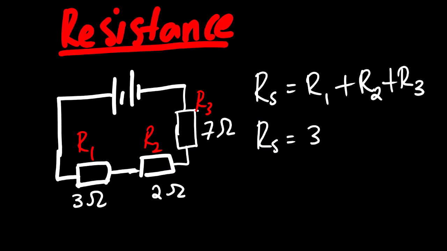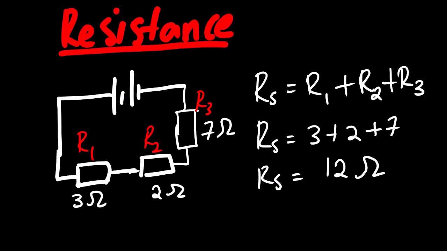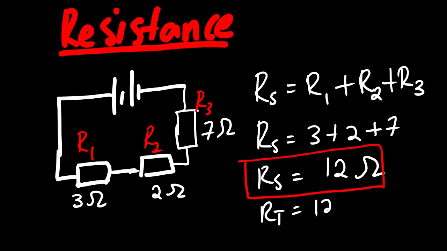So we have 3 ohms plus 2 ohms plus 7 ohms. And then we are going to have 12 ohms. So the effective resistance of this circuit is 12 ohms. We can also say this is the total resistance, which is 12 ohms.